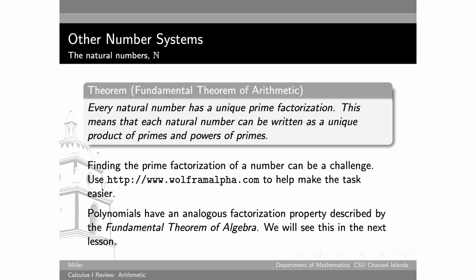This fundamental theorem of arithmetic is really important to us as we do arithmetic and basic algebra, but it's important to note that polynomials have an analogous factorization property described by the fundamental theorem of algebra, and we'll see this in the next lesson. So the parallel here is important, and it's helpful for remembering how these things work. So if you understand what happens with composite numbers, that's going to help you understand what happens with polynomials.